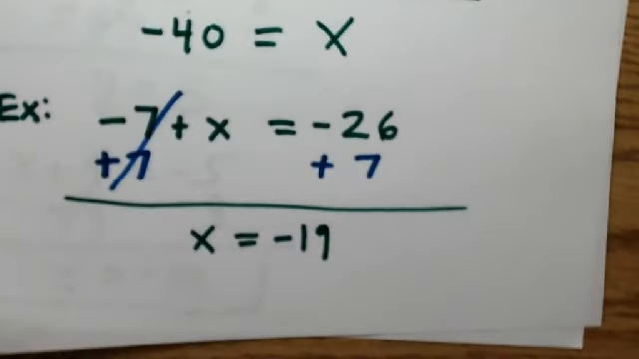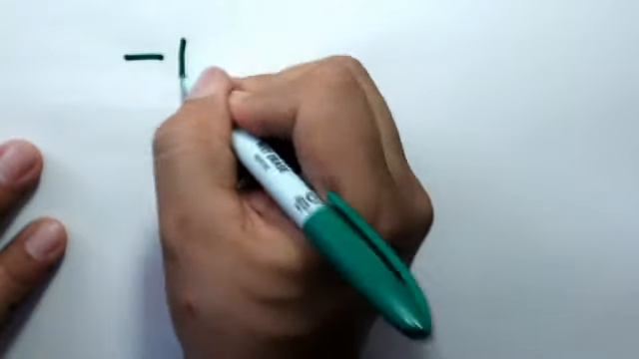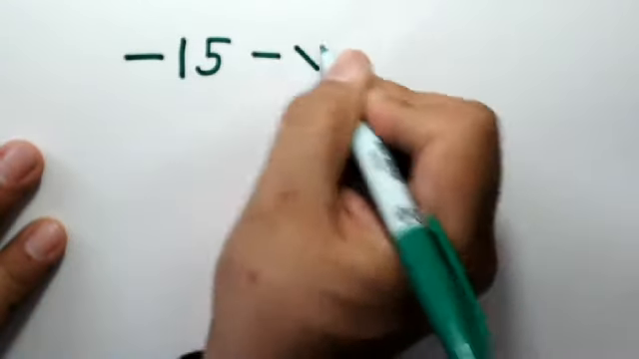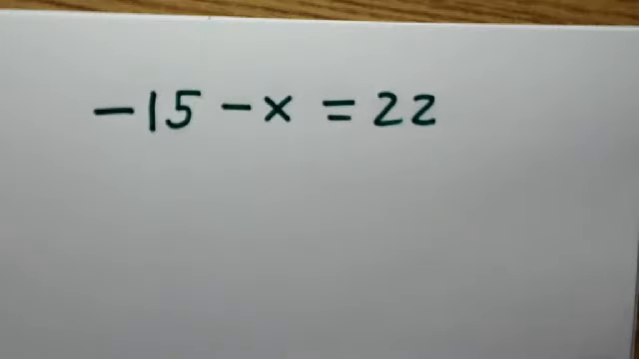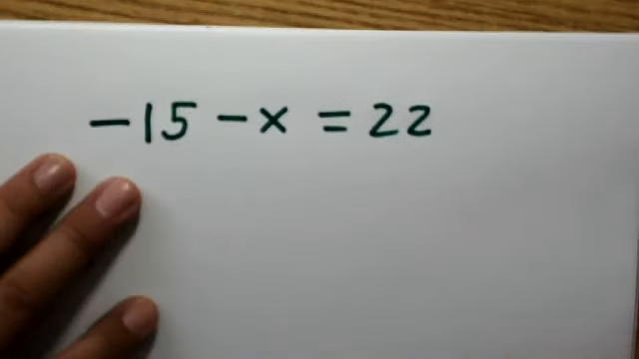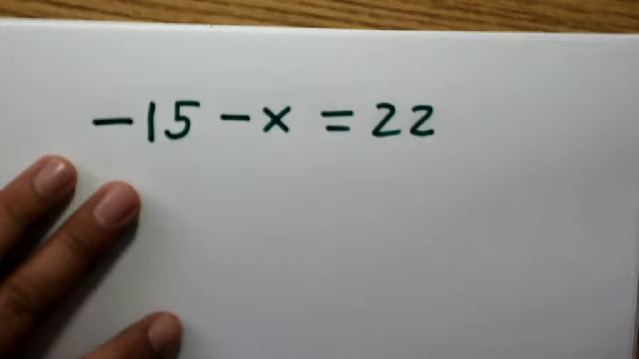Okay. Any questions? Okay. Now, let's look at the next one. We have negative 15 minus x equals 22. This is where I'm going to add a little extra. We have to add this little extra step.